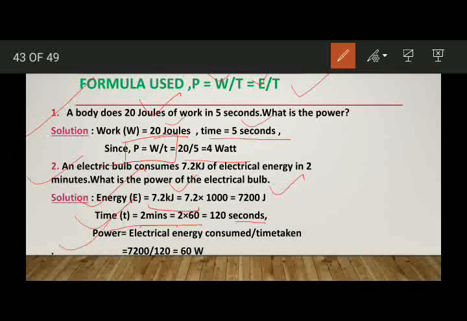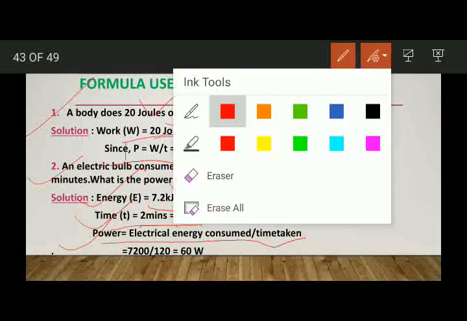Now, since the power has a formula work by time, we can also write E by T. So we will put the values of E and T in the formula and we will find the answer as 60 watt. So power of an electric bulb is 60 watt.